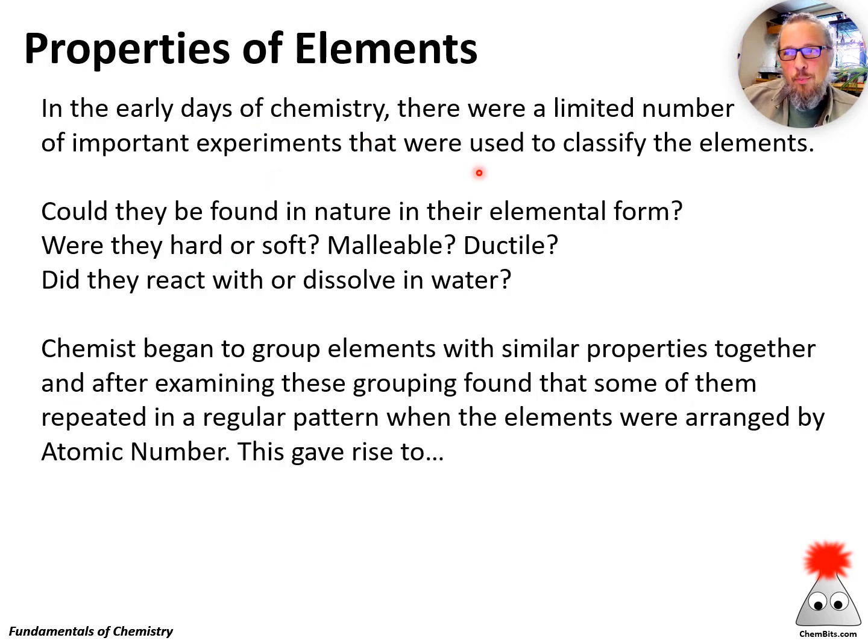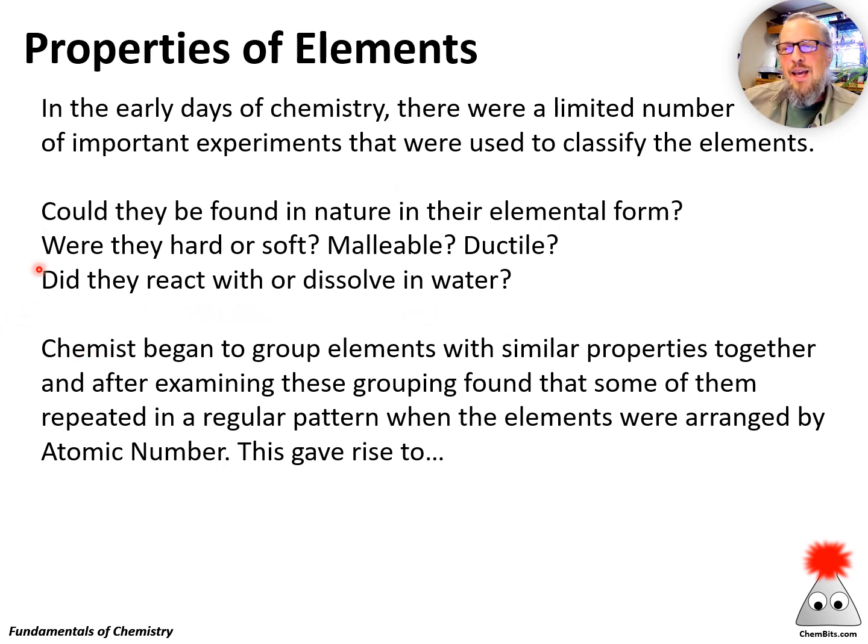So in early chemistry, there were a few experiments that chemists were able to do fairly easily. And they found when looking at elements that they could start classifying elements in a number of ways. Things like, is it something that could be found in nature uncombined with other elements? Were they hard or were they soft? Were they malleable, ductile? What happened when you hit them with a hammer? Did they react with water? Did they dissolve in water?